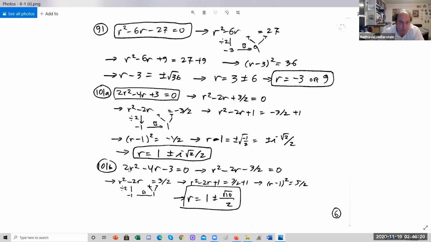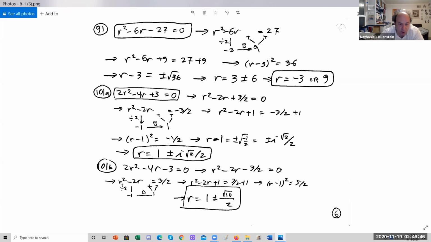Here we have almost the same problem, only instead of a plus 3, we have a minus 3. 2r squared minus 4r minus 3 is 0. Okay, dividing by 2, r squared minus 2r minus 3 halves is 0. Let's see, plus 3 halves. Then we transpose the 3 halves. r squared minus 2r is plus 3 halves. Here it was minus 3 halves.